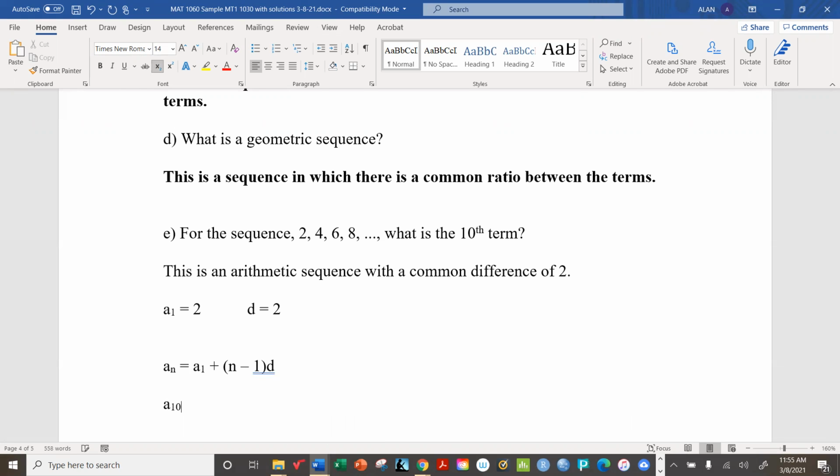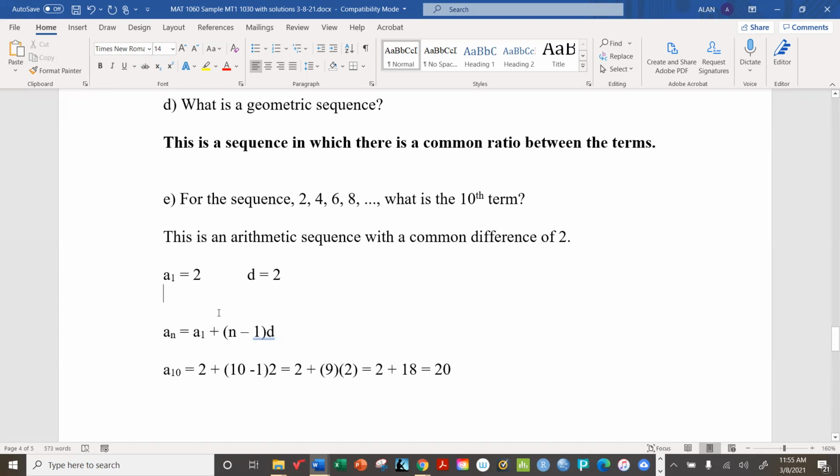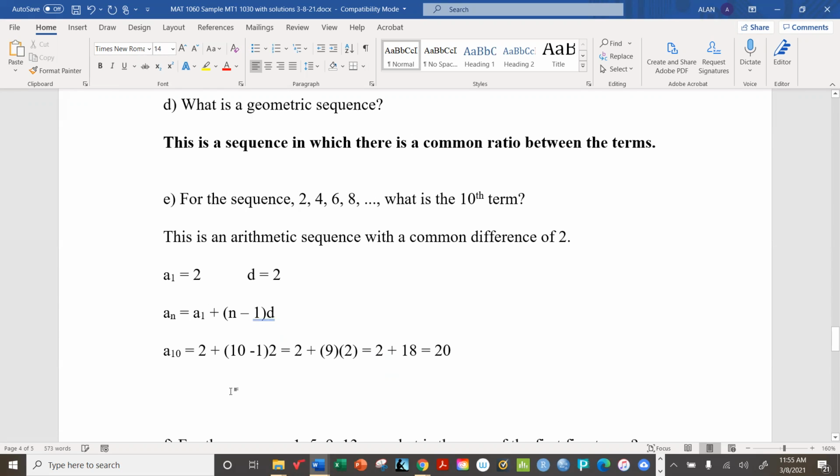All right, so therefore, a10 equals 2 plus 10 minus 1 times 2, which is 2 plus 9 times 2. 2 plus 18 equals 20. And that's it. But if you wanted to write them out, you can do a double check: 2, 4, 6, 8, 10, 12, 14, 16, 18, and 20, just as we expected. Perfect.